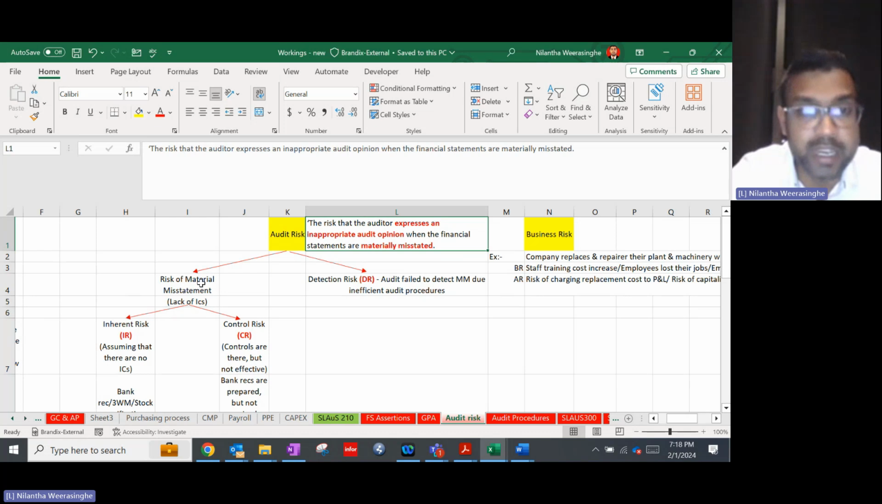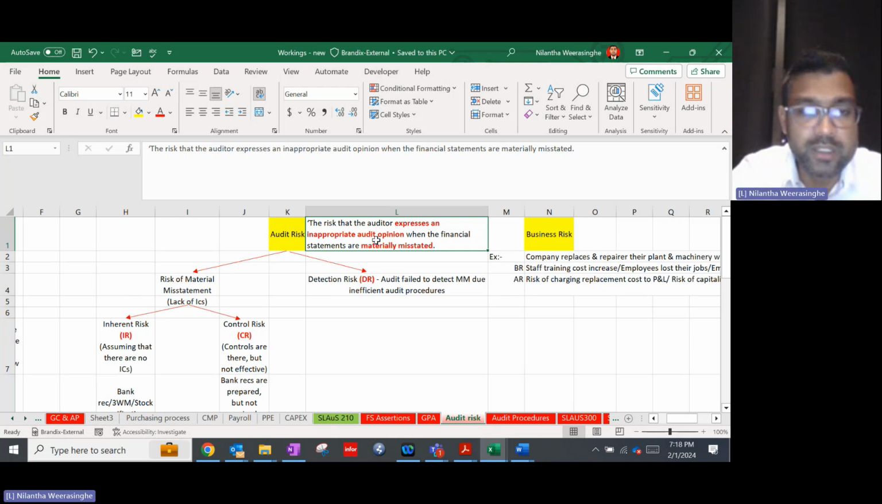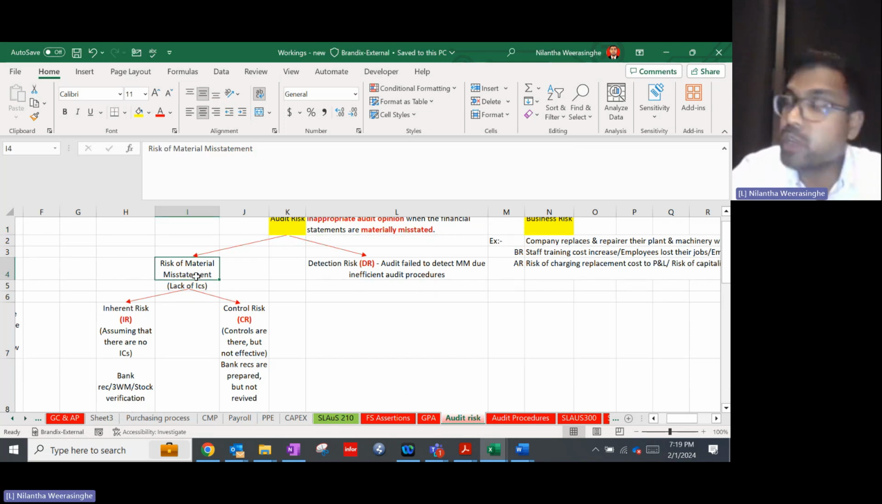Then material misstatement is what? One component of audit risk. The other component is detection risk. I'll come to this once I explain this. The definition says for us to have audit risk, definitely a material misstatement should be there. Those material misstatements, frauds or errors, are mainly coming because of what? You understand? Because of lack of internal controls.